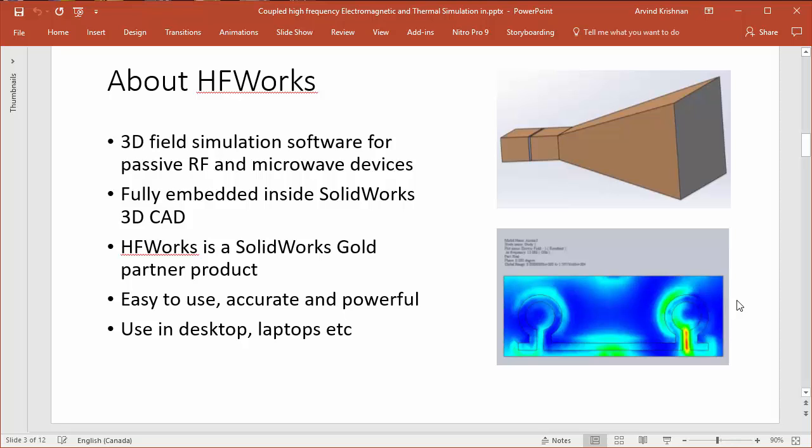Now let us begin by talking about HFWorks. HFWorks is a 3D field simulation software, basically for designing and studying the performance of passive RF and microwave devices. It is fully embedded inside Solidworks, and it is also a gold certified partner product of Solidworks. It's easy to use and it can be used on both desktops and laptops. And it is the de facto standard high frequency simulation suite for Solidworks users.